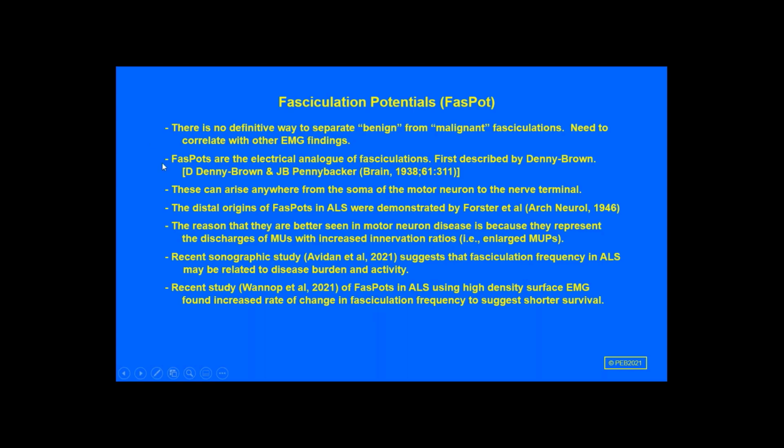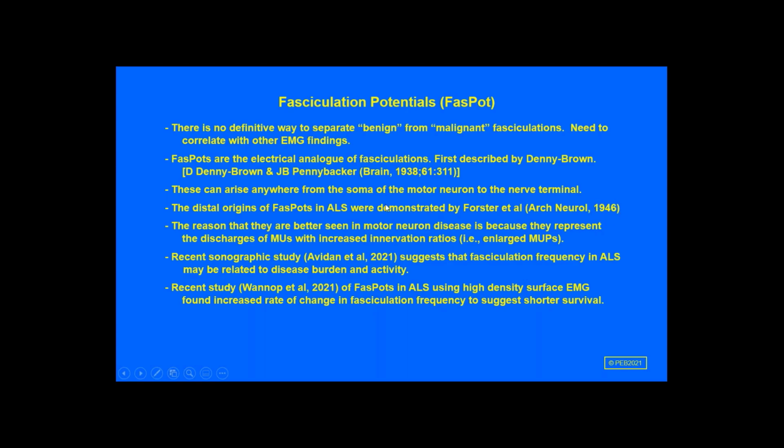terms at all. The fasciculation potentials are the electrical analog of fasciculations, first basically described by Denny-Brown many years ago. I have a funny story about that, but time doesn't permit to talk about that. These can arise anywhere from the soma, the motor neuron, to the nerve terminal. The distal origins of fasciculation potentials in ALS were demonstrated by Francis Forster when he was at the University of Wisconsin at Madison, just west of us, about 100 kilometers in 1946.